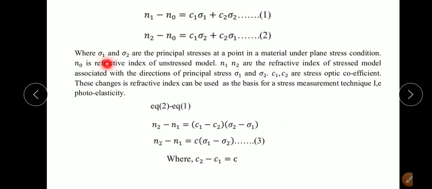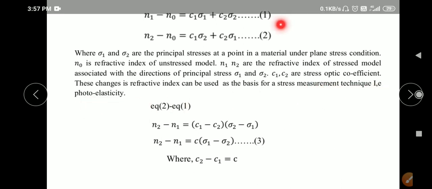So where sigma 1 and sigma 2 are the principal stresses at a point in a material under a plane stress condition, n0 is the refractive index in the unstressed model. n1 and n2 are the refractive indices of a stressed model associated with the direction of principal stresses sigma 1 and sigma 2. c1 and c2 are the stress optic coefficients. This change in refractive index can be used as a basis for a stress measurement technique, that is photoelasticity.